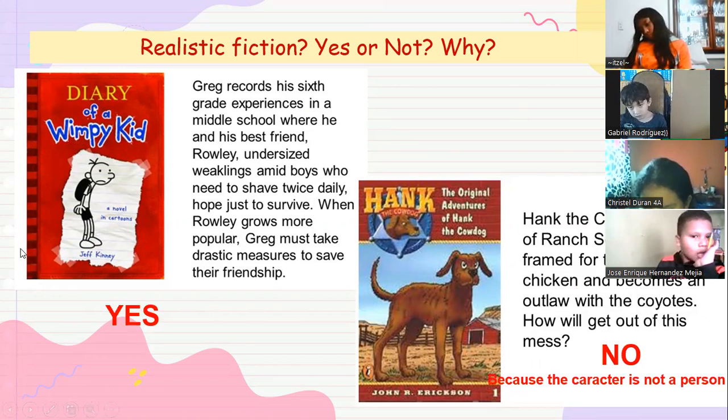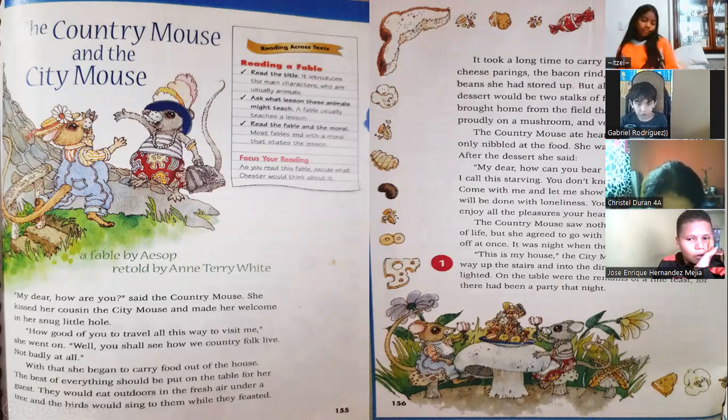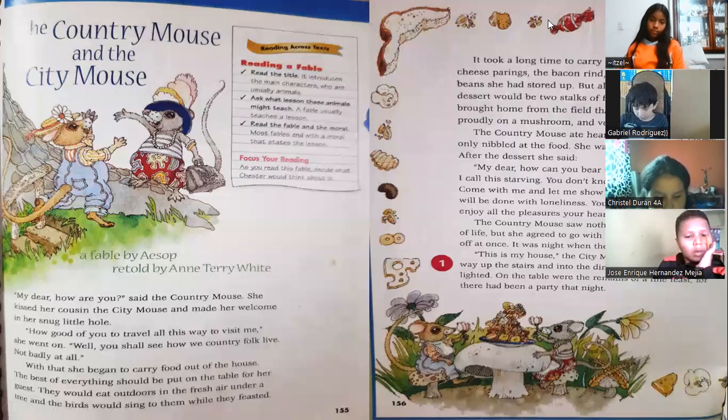Because the character is not a person. If it's realistic fiction, it needs characters who are people, not dogs, cats, and animals. So look at this one.